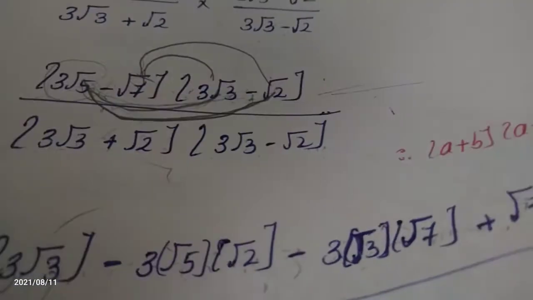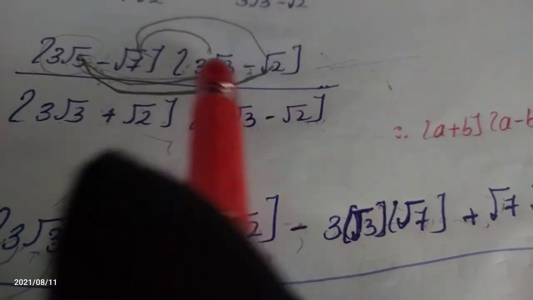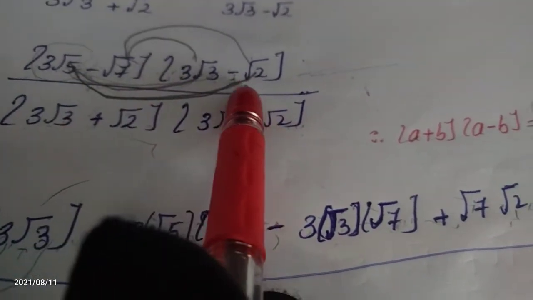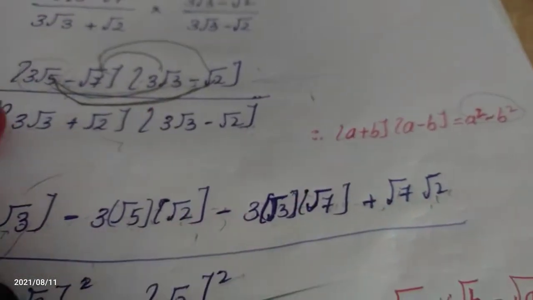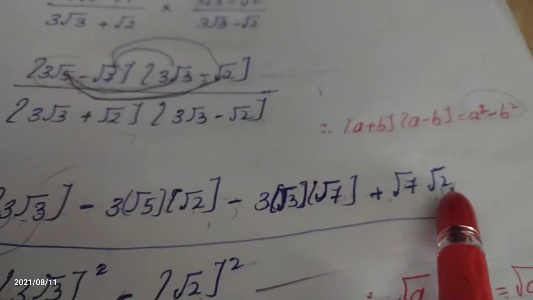Up to that clear? What do we have to do? The second number we have to multiply with the second number. What is the sign? Minus into minus is plus. Up to that clear? Minus into minus is plus. Root 7 into root 2.